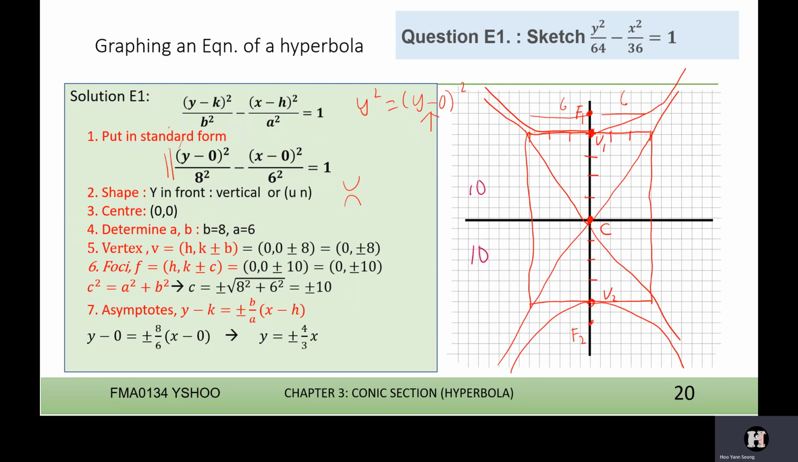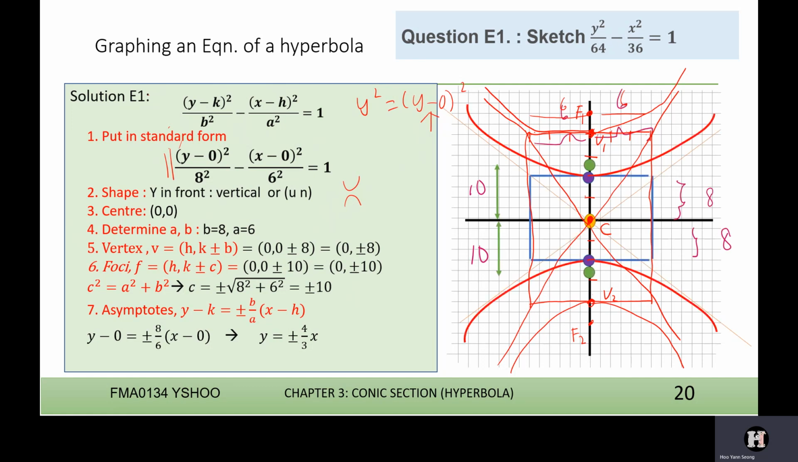Because of this, we also calculate our asymptote. Just follow the formula y minus k. Since our k is 0, it's y minus 0. b is the one that follows y, so it's 8 over 6 times x minus 0. Then simplify, so we have y equals plus or minus 4 over 3 x. Why is there a plus or minus? Because we have a pair of asymptotes. This one is the animated one, so it's like this.